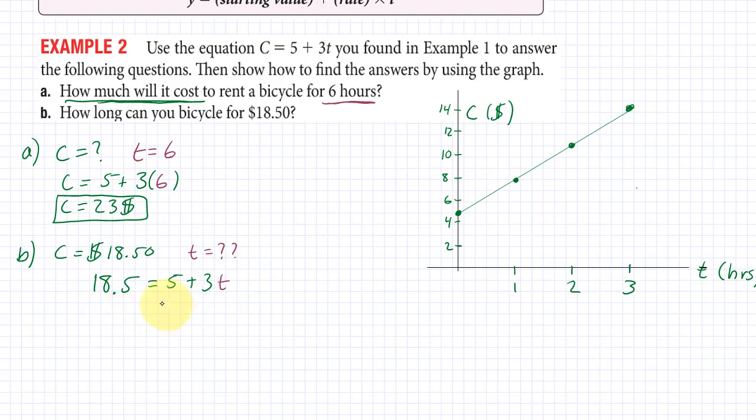So we can subtract 5 from both sides, and you get 13.5 on one side. 5 plus 3t minus 5 is just 3t. And then to cancel out that 3, you can divide both sides by 3. Because 3 times t divided by 3 is, of course, just t. And 13.5 divided by 3 is 4.5.